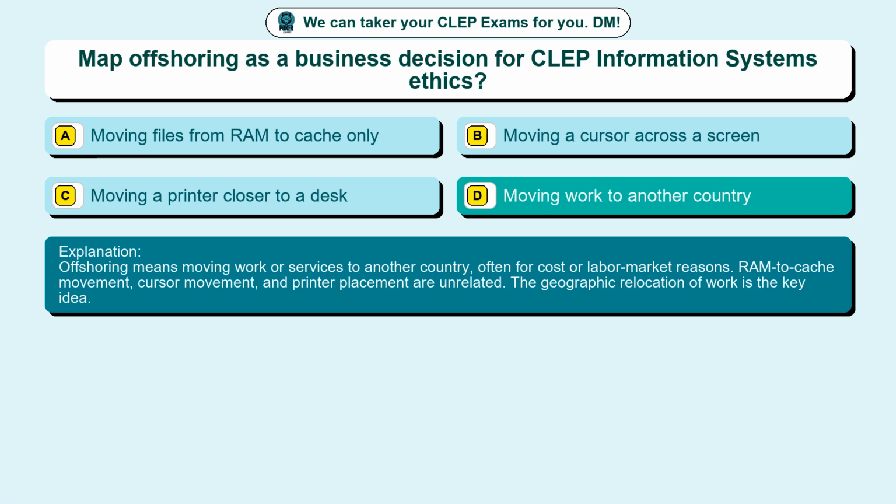Offshoring means moving work or services to another country, often for cost or labor market reasons. RAM to cache movement, cursor movement, and printer placement are unrelated. The geographic relocation of work is the key idea.